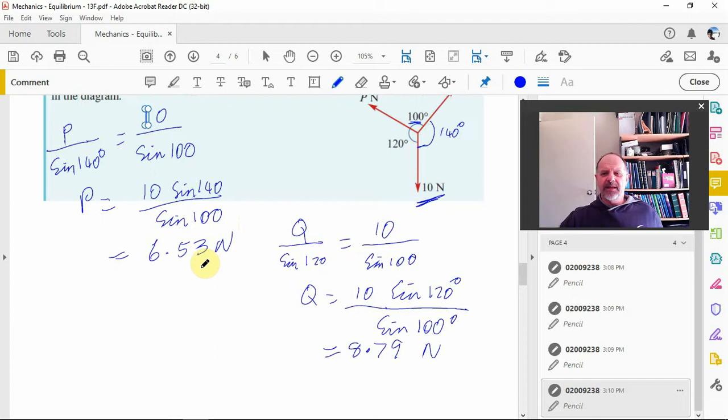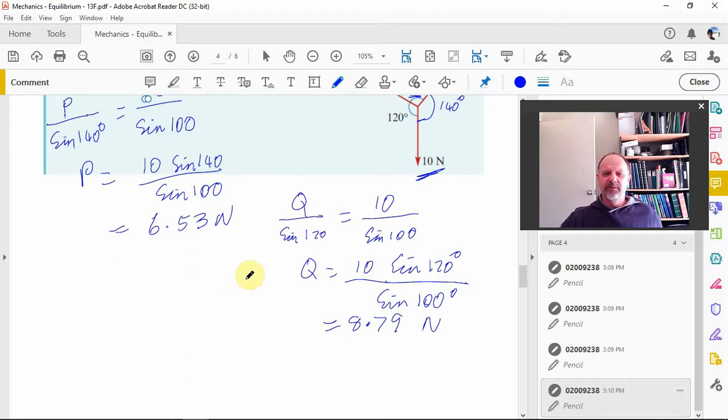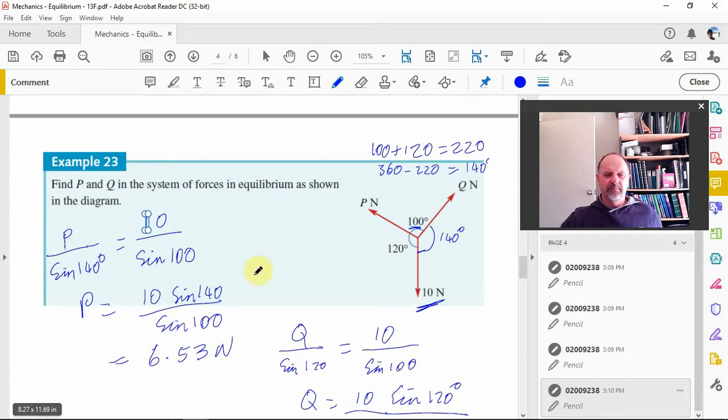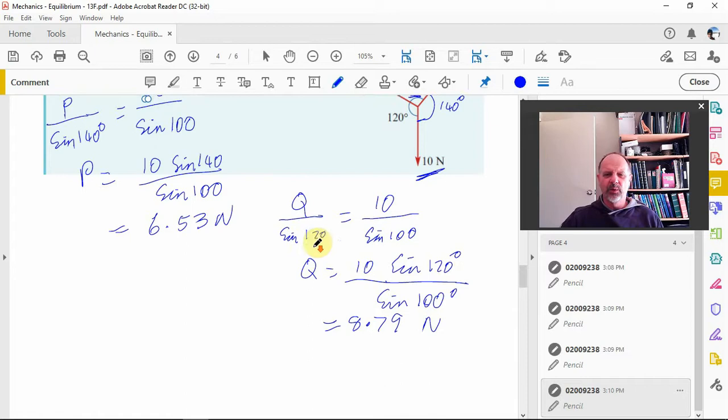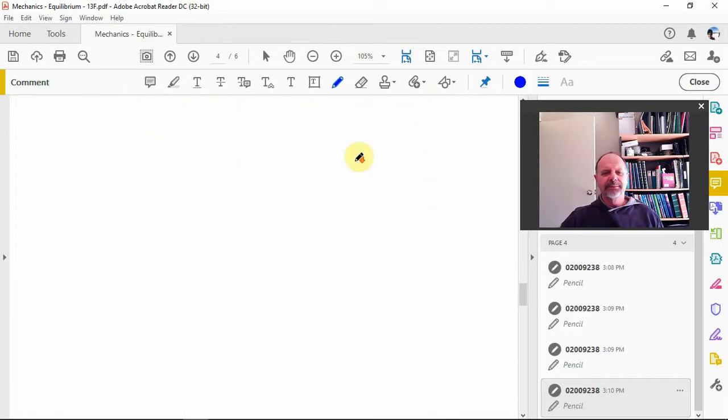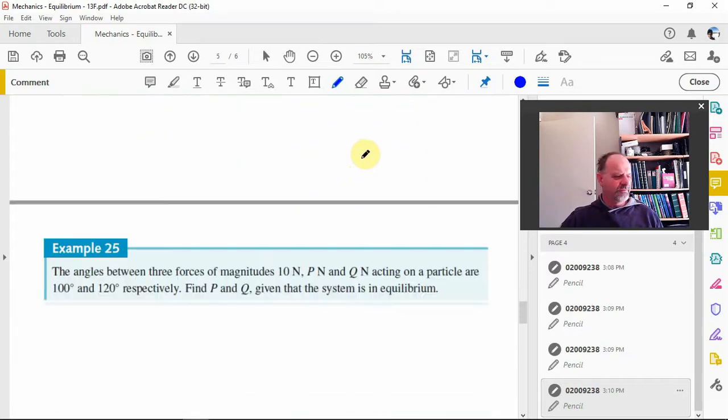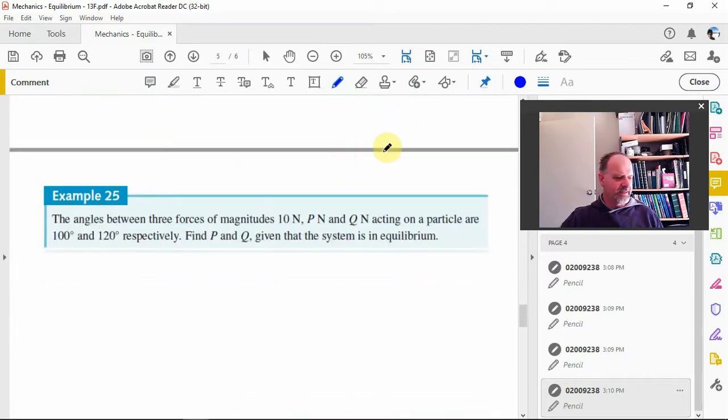So it saves us drawing diagrams, saves us figuring out angles and then using the sine rule. As I said, its derivation comes from the sine rule, and if you're interested in that, you can look it up. Let's have a look at another example.